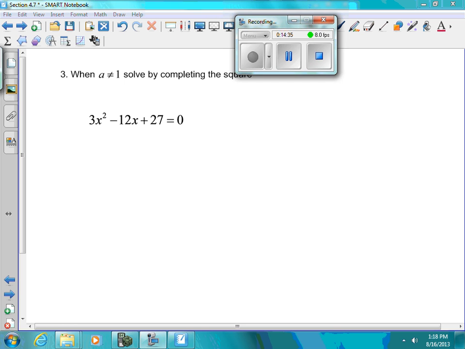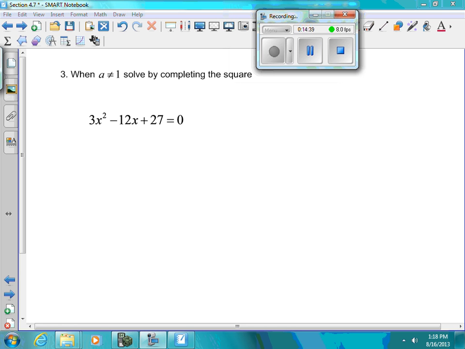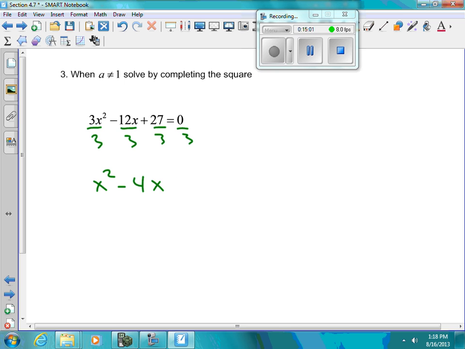Okay, so I told you in order to use completing the square, a has to be 1. Well, what happens when a is not 1? Well, sometimes we can manipulate the equation to make a be 1. For instance, in this case, all of these terms divide by a. And 0 can be divided by a as well. So I can divide everything by 3 and then end up with x squared minus 4x plus 9 equals 0. Okay?